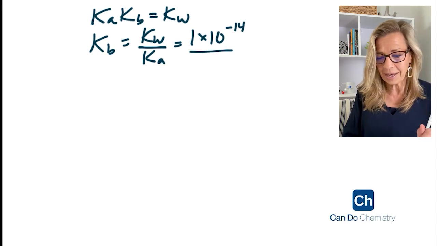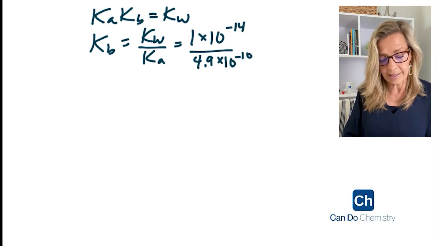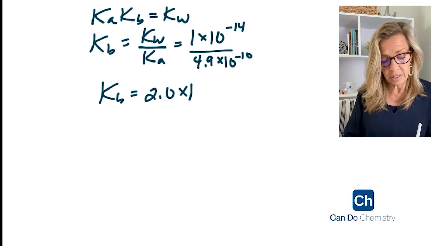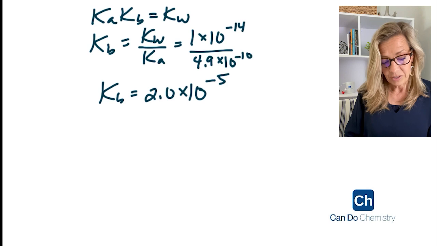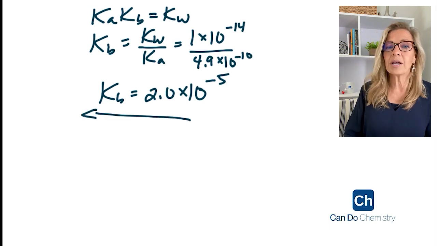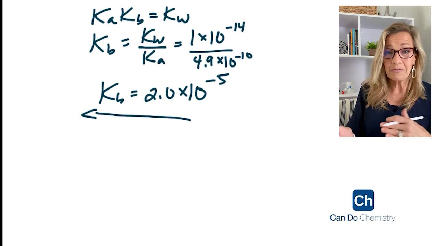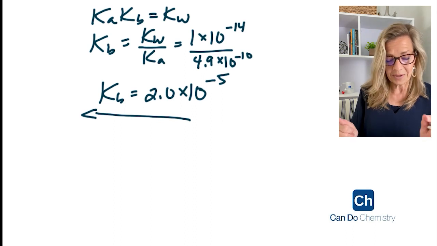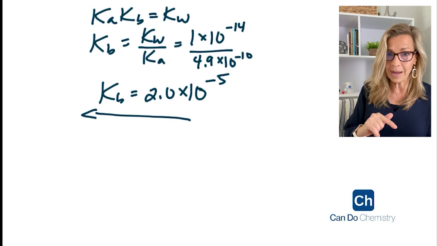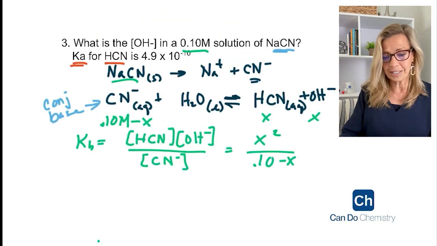You know, the pH scale and all that. So the Ka that we were given was 10 to the minus 10th. So if we crunch the numbers for the Kb, we get 2.0 times 10 to the minus 5th. Okay? So this is a little trick. If you don't have a Ka or Kb, but you have the other one, you can find it by using the Kw. All right, so I'm going to take that Kb back to our problem, and let's finish this up.